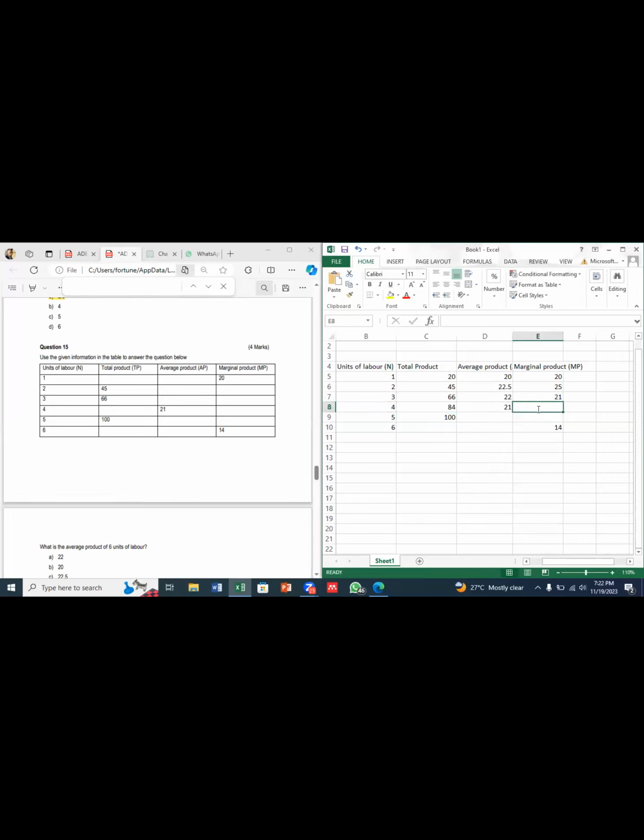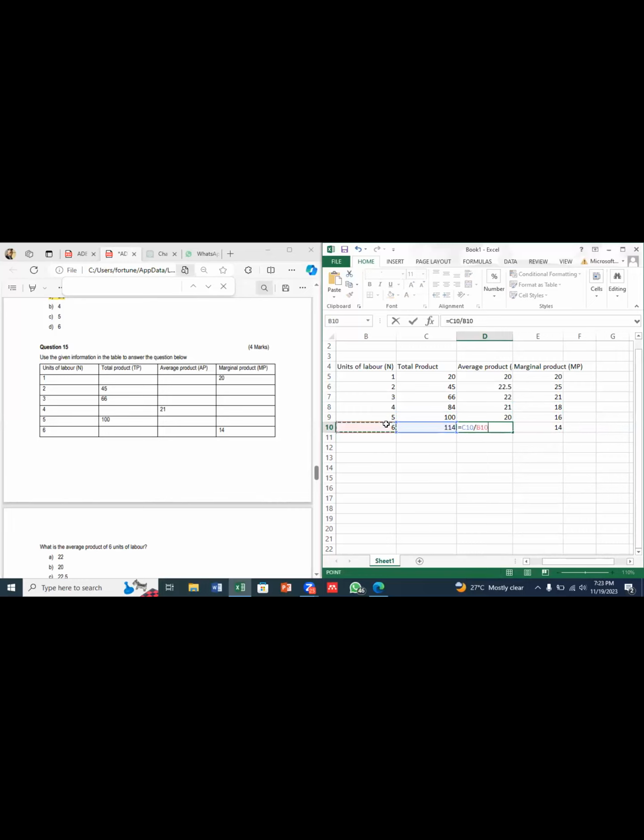And then the marginal, 84 minus 66. Then the average, obviously 100 divided by 5. The marginal, 100 minus 84. Then you get your 16. Then total product, given a marginal product of 14, it's that plus 14. 114, then the average is the division of that divided by 6.